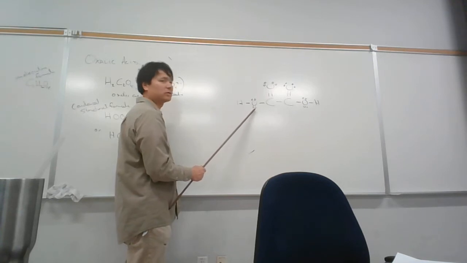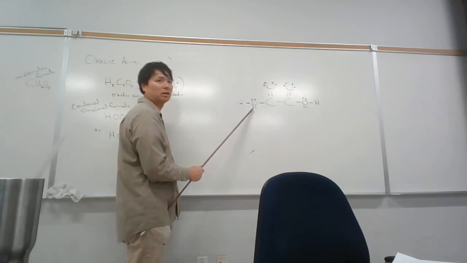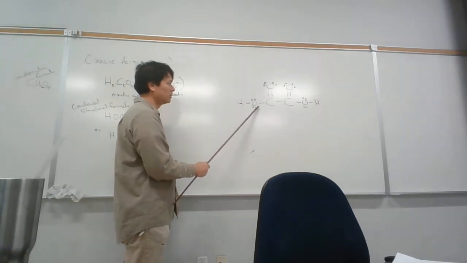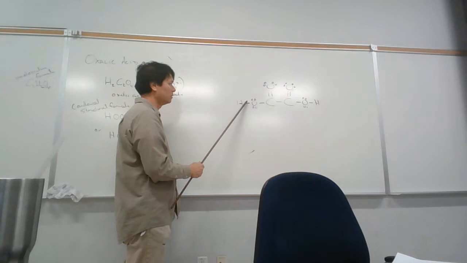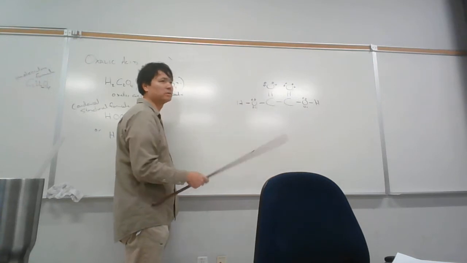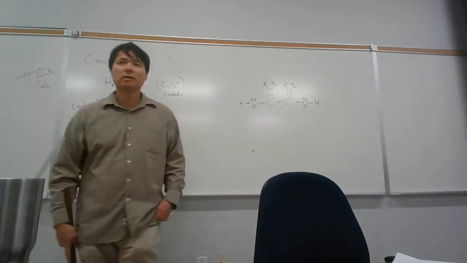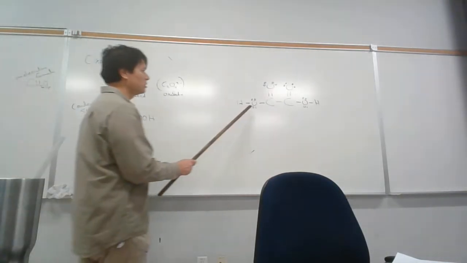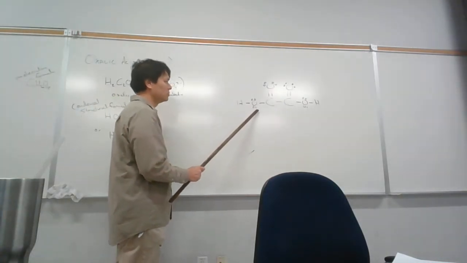How many groups of electrons around this central atom? 4. A lone pair, that's 1. Another lone pair, that's 2. A single bond, that's 3. And another single bond, that's 4. That's 4 groups. 4 groups adopts what electron geometry? Tetrahedral. So the electron geometry of this oxygen is tetrahedral.